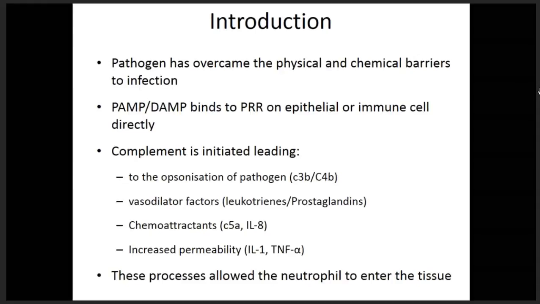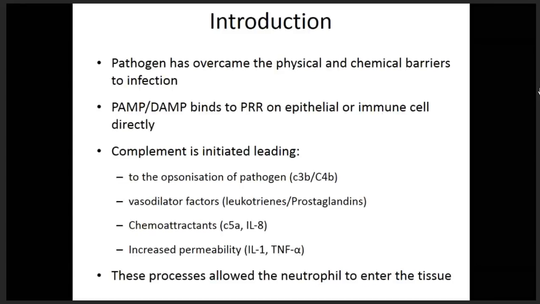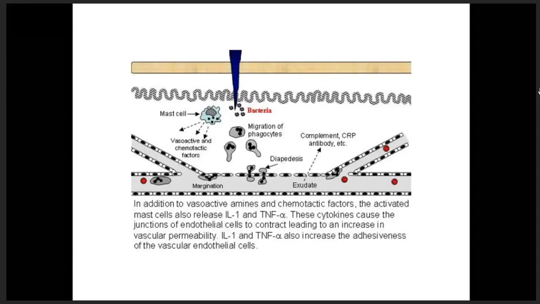This led to the activation of complement, and complement resulted in opsonization of the pathogen, vasodilation, the release of chemoattractants, and increased permeability. This then enabled the neutrophil to reach the right site of infection and make its way towards the pathogen. So that would be an introduction, for example, for a phagocytosis assay, to give me an idea of how we got to the point where the neutrophil is going to phagocytose the pathogen. Okay, and here we are.